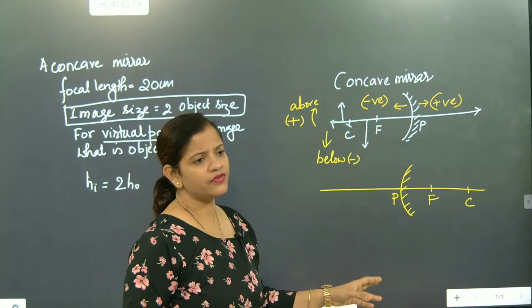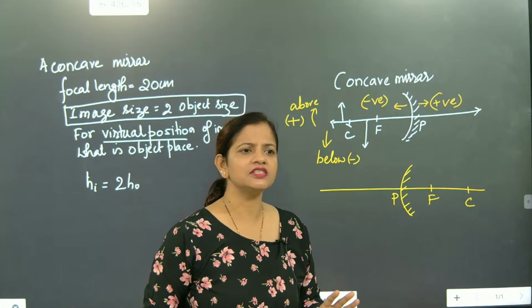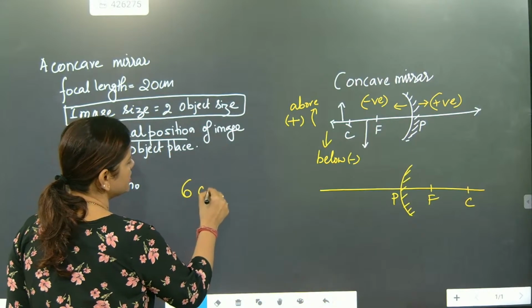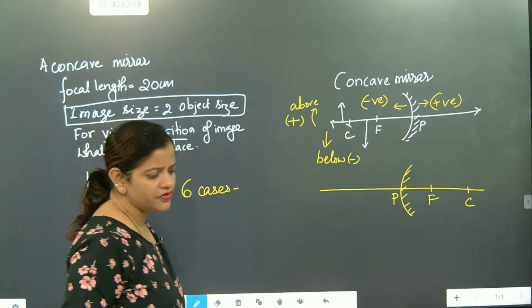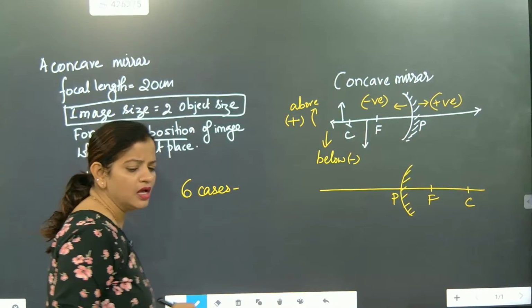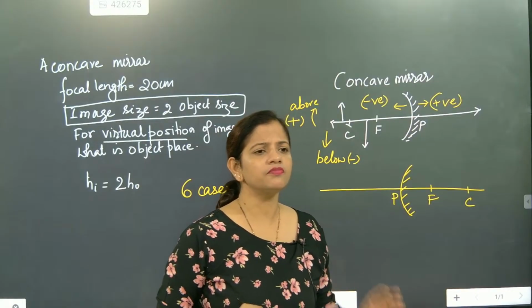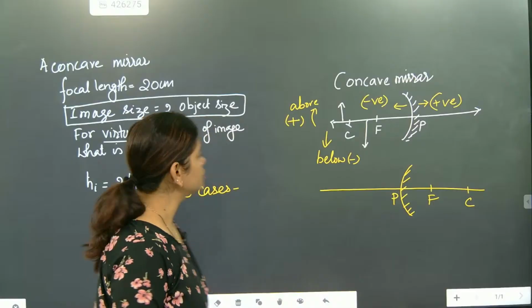Converging and diverging. So for a concave mirror, 6 cases are there. How many cases are there? 6 cases are there. What are the 6 cases? I already taught this as a simple revision so that we can start numericals. Today I am also going to do lenses. So lens, mirror, then electricity and magnetism. Slowly we are going to do that. So now look at this.